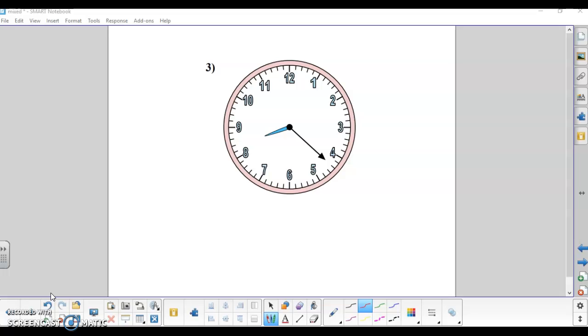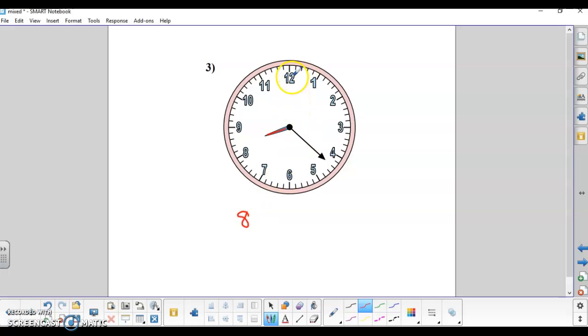Here I see a clock. I know that the shorthand is my hour hand, and I know that the longhand is my minute hand. When we're looking at our hour hand, we can use the large numbers on the clock. So when I look here at my shorthand, I see that it is past the 8, but it is not quite to the 9 yet. So this tells me that it is 8 o'clock.